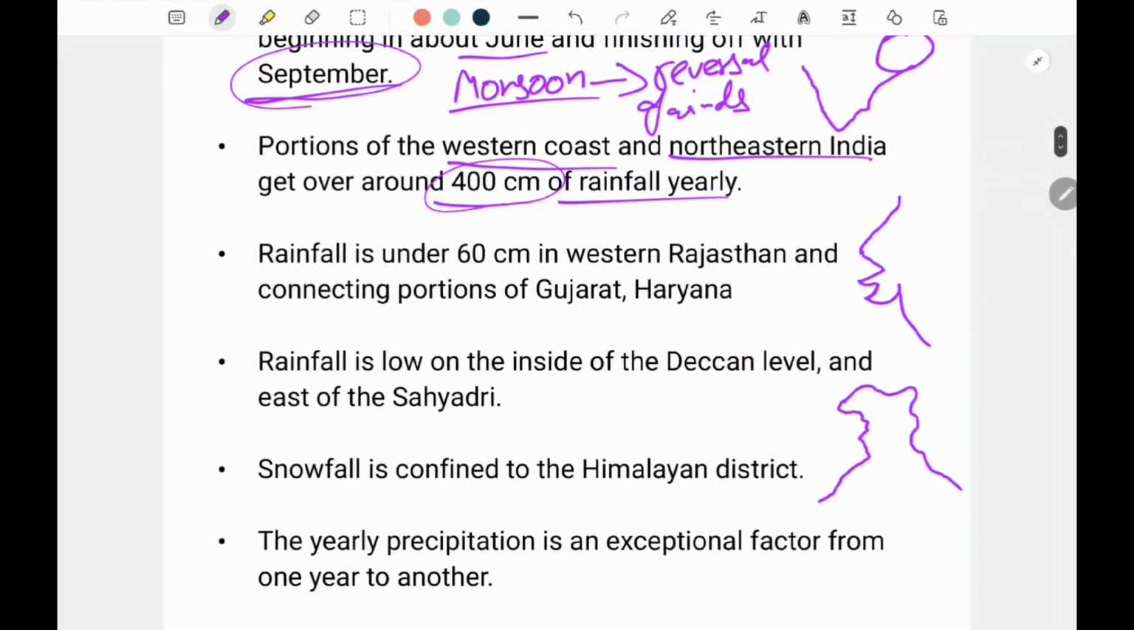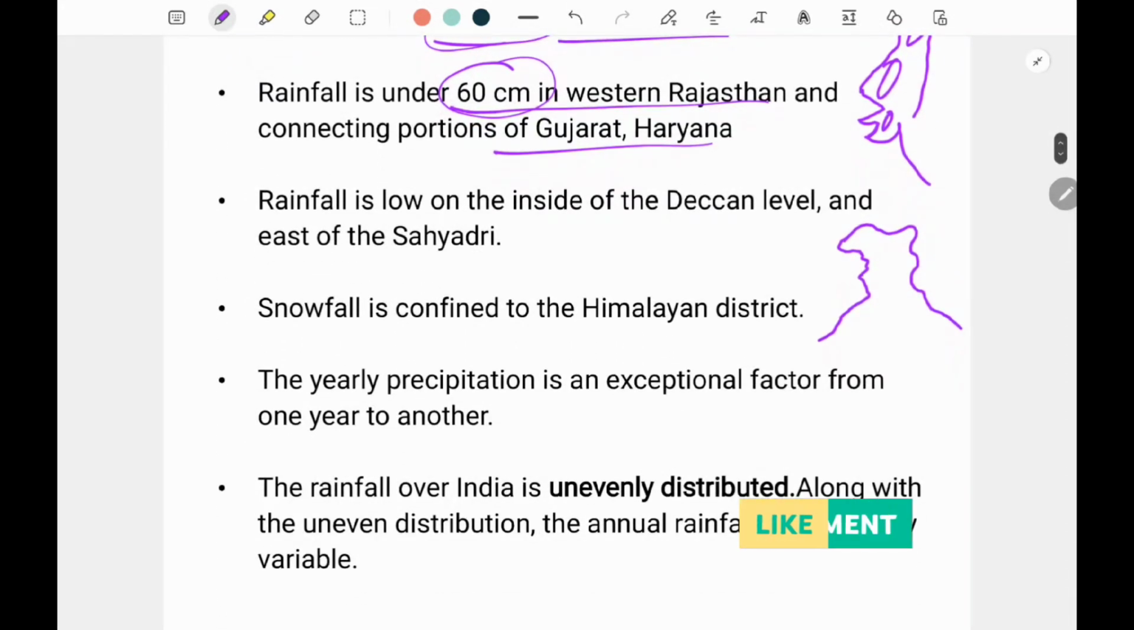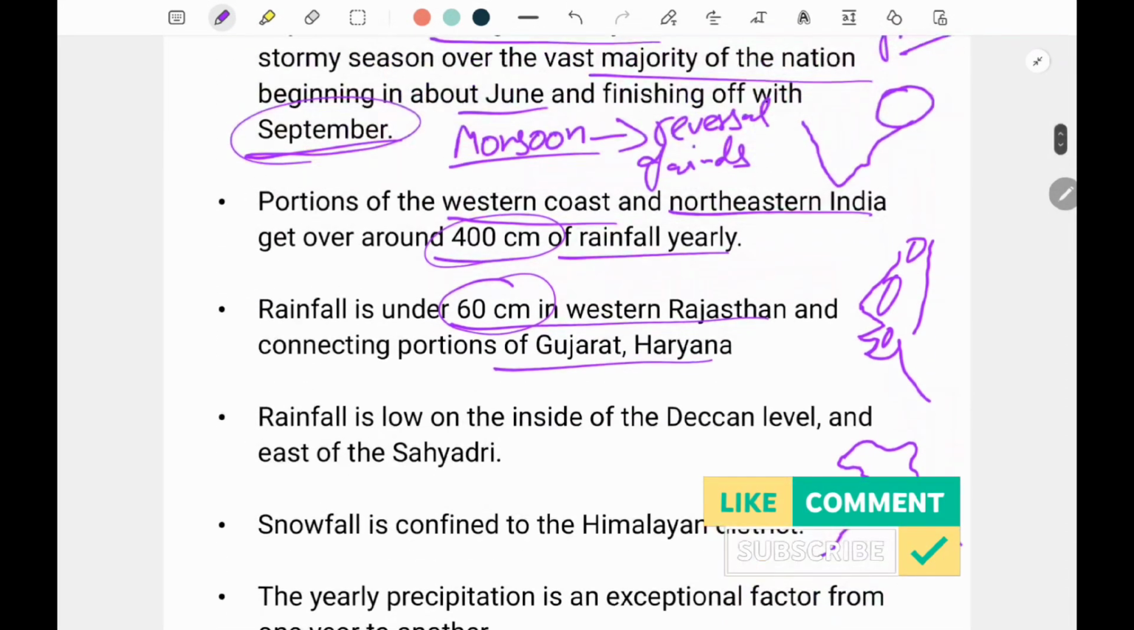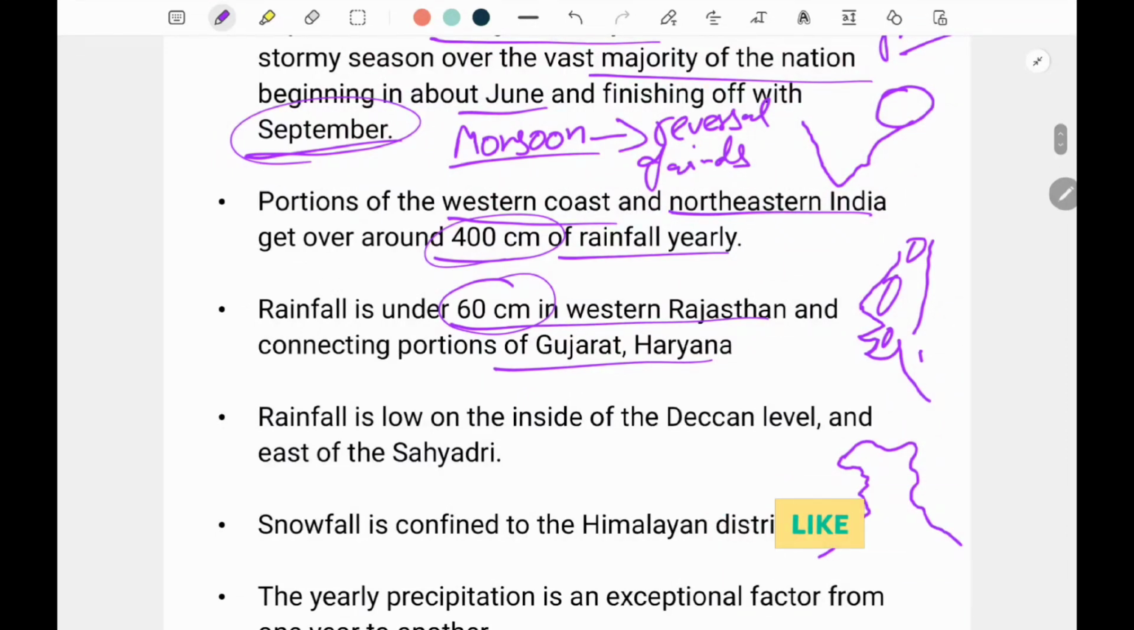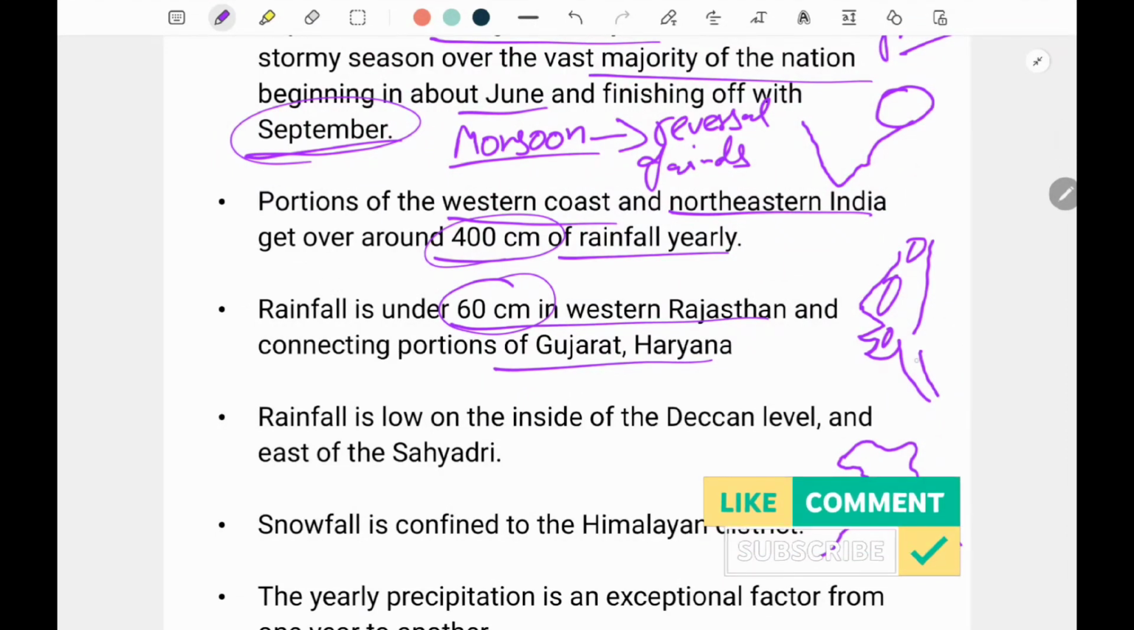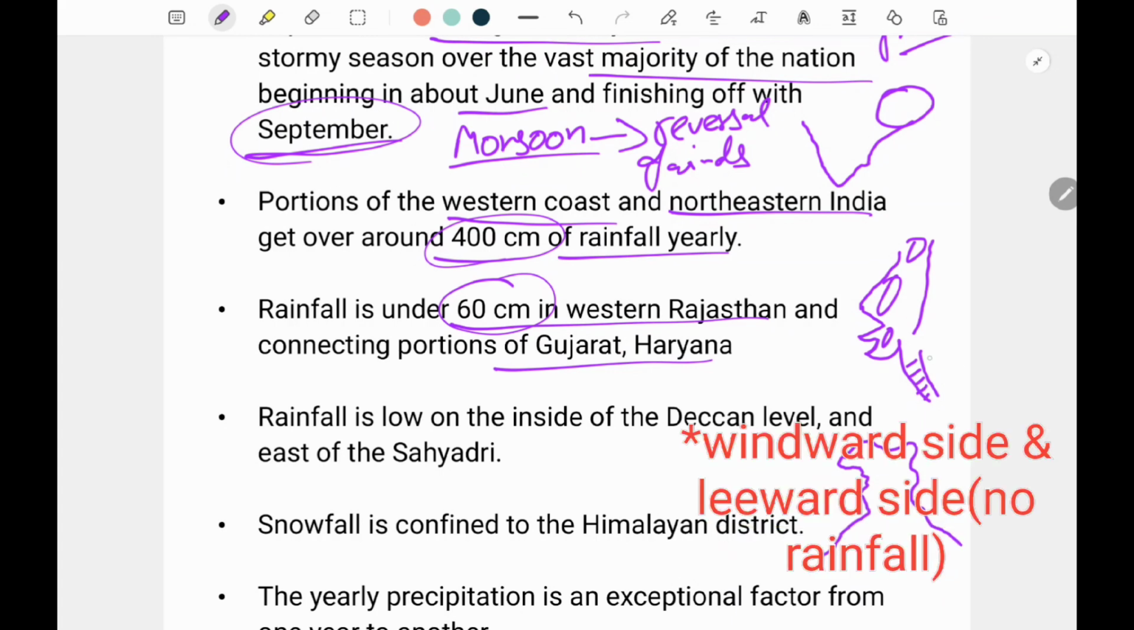Rainfall is under 60 centimeter in the portion connecting Gujarat and Haryana. Here, as I told you, there is a parallel chain of Aravallis. Because of this, Rajasthan, Haryana and Gujarat do not receive much rainfall. So 60 centimeter is the average in Rajasthan, Gujarat and Haryana. Then the Deccan plateau also, I'll show you here. The Western Ghats are there, so it will form two sides: one is the leeward side, where the winds will not reach.